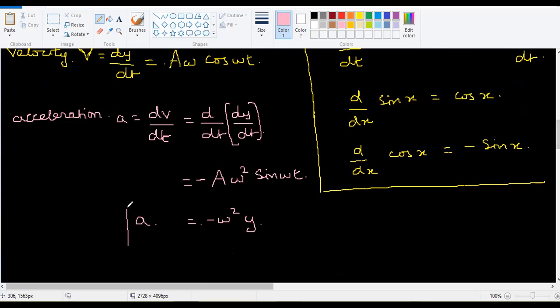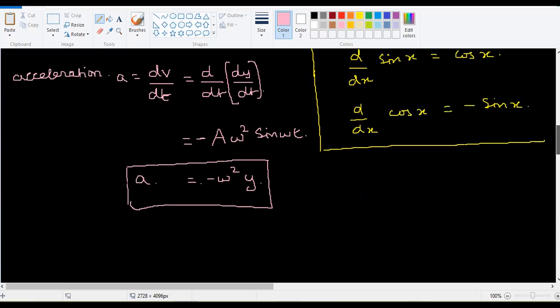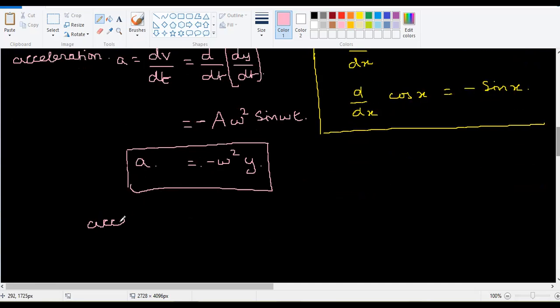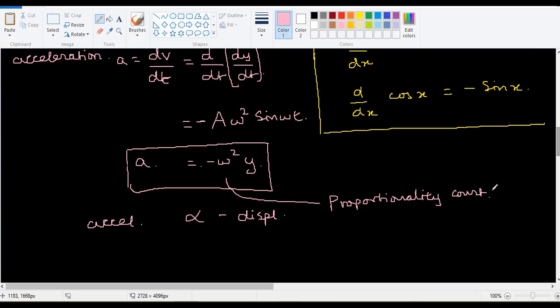This equation has an extremely important significance. It says acceleration is proportional to the displacement, but it is negative here. And the proportionality constant happens to be omega squared. But you know that omega is 2 pi by T.